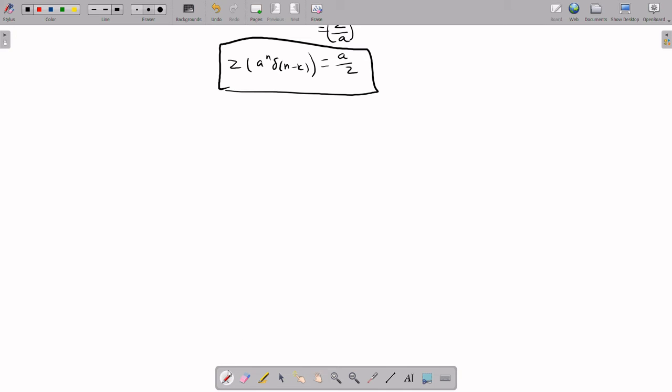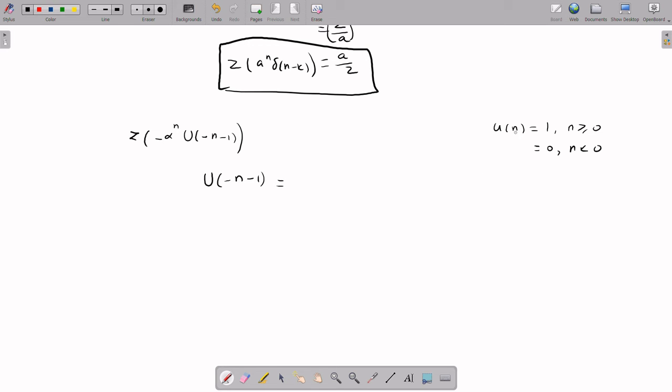What is our next problem? We have to find the z transform of minus alpha power n u of minus n minus 1. What is u of minus n minus 1? First you have to write the unit step function value. What is your u of n value? U of n is equal to 1 when n is greater than or equal to 0, and equal to 0 when n is less than 0. This is your unit step function definition.